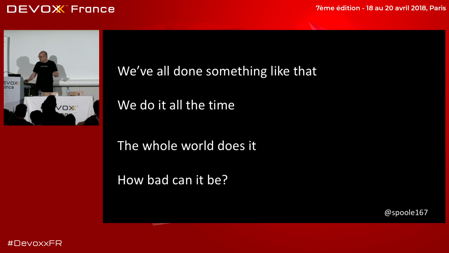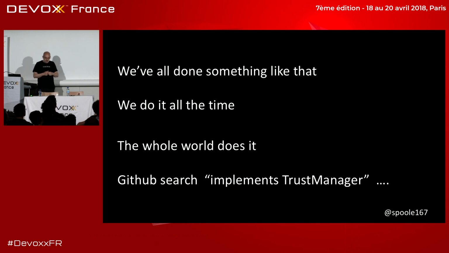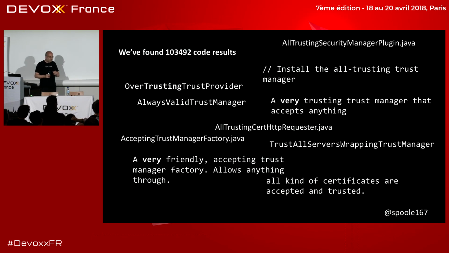Okay? So how bad can it be that we do these things? Well, I did a Google search. I said, let's search GitHub for implements trust manager. How many people think that I found something on GitHub? Really? Everybody. Okay. Right, so what was the answer? This is 100,000 hits.